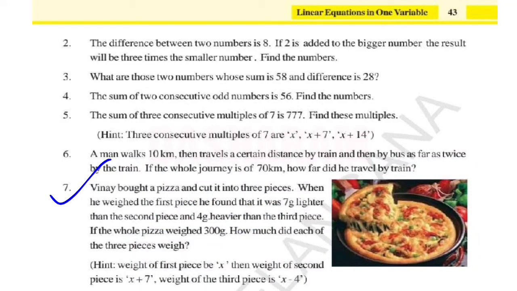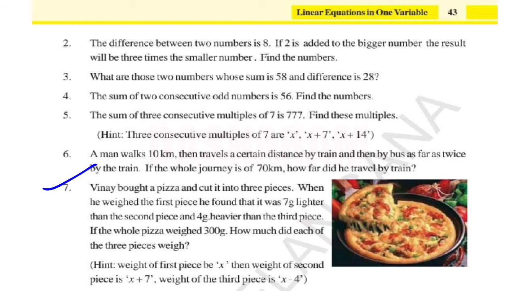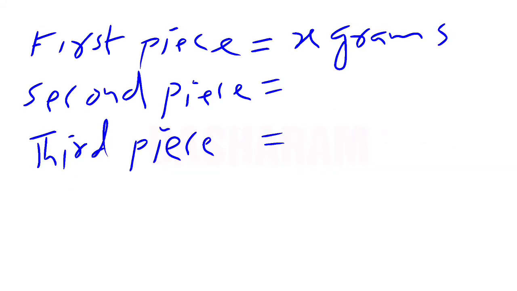So the first piece should be taken as x grams. The first piece is 7 grams lighter than the second piece, but the first piece is x grams. So what about the second piece? Yes, x plus 7, not x minus 7. That is why I am saying it is not as easy as you are thinking. The first piece is x grams, then the second piece will become x plus 7.